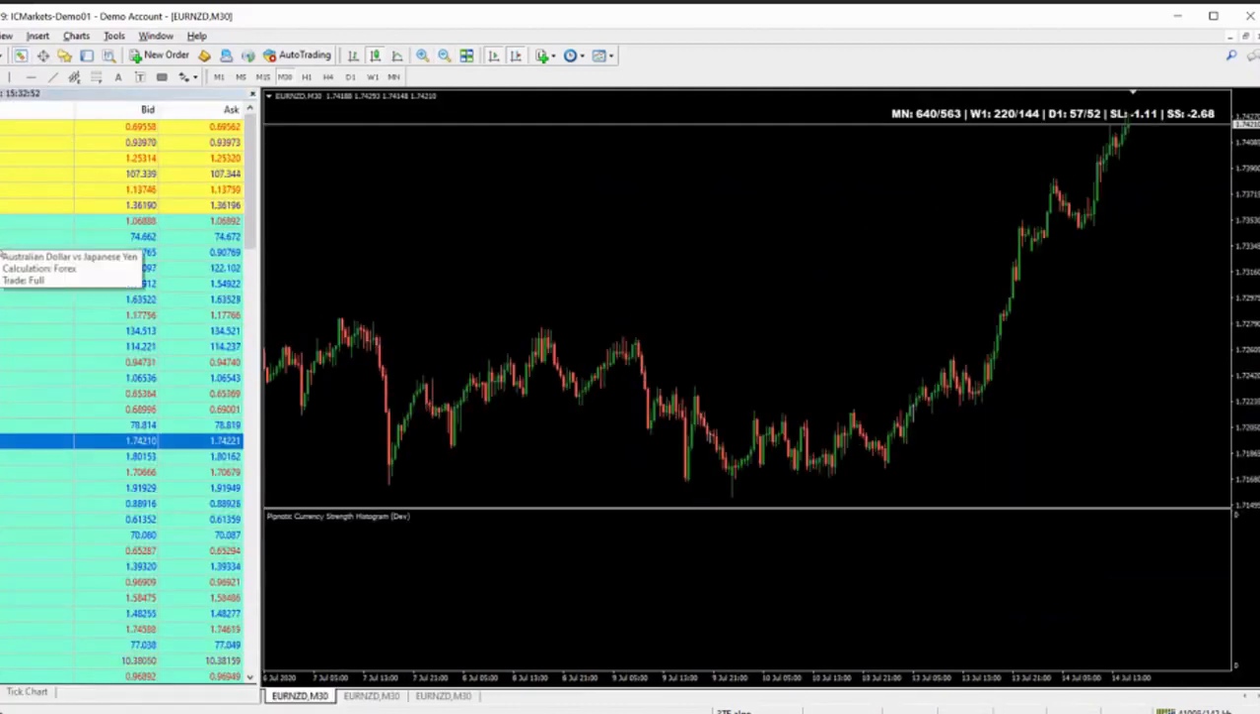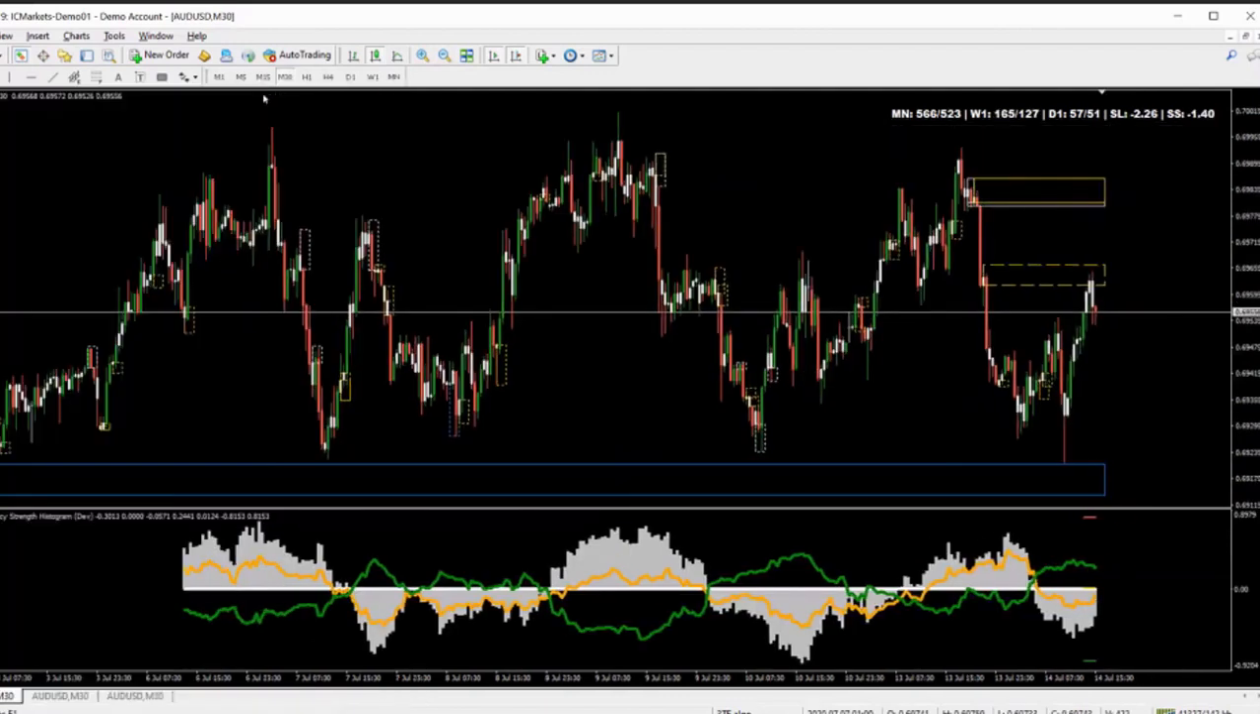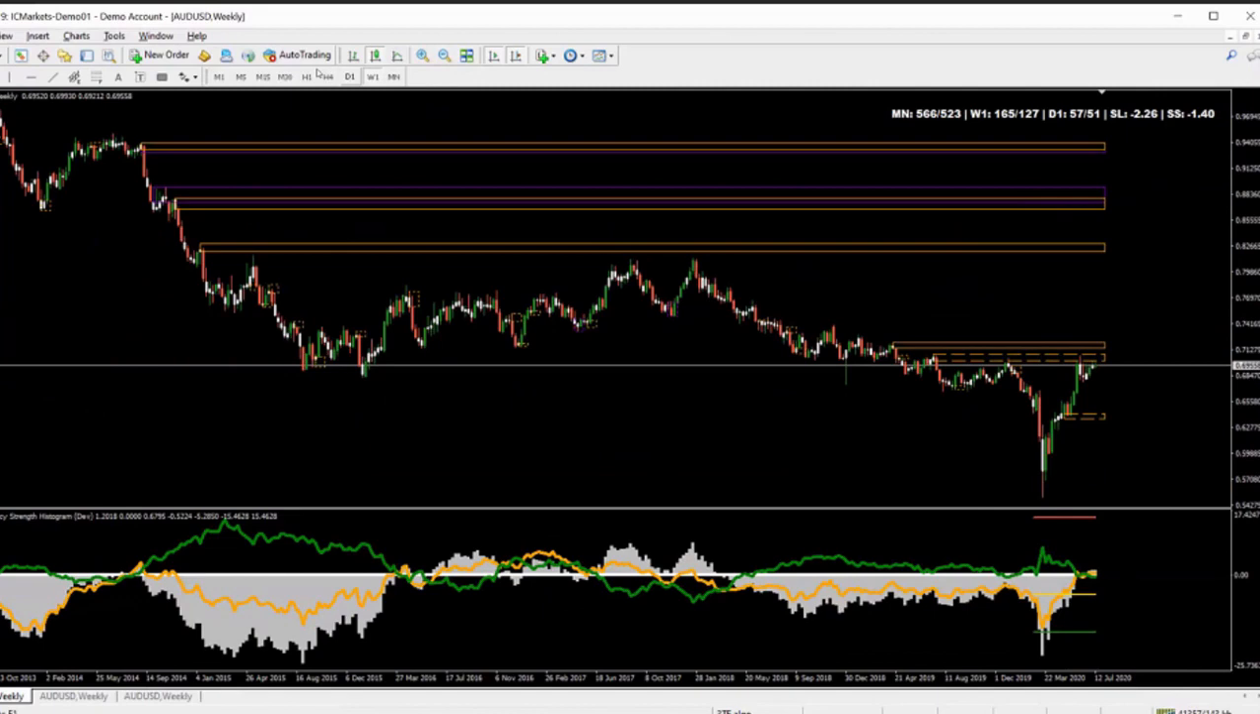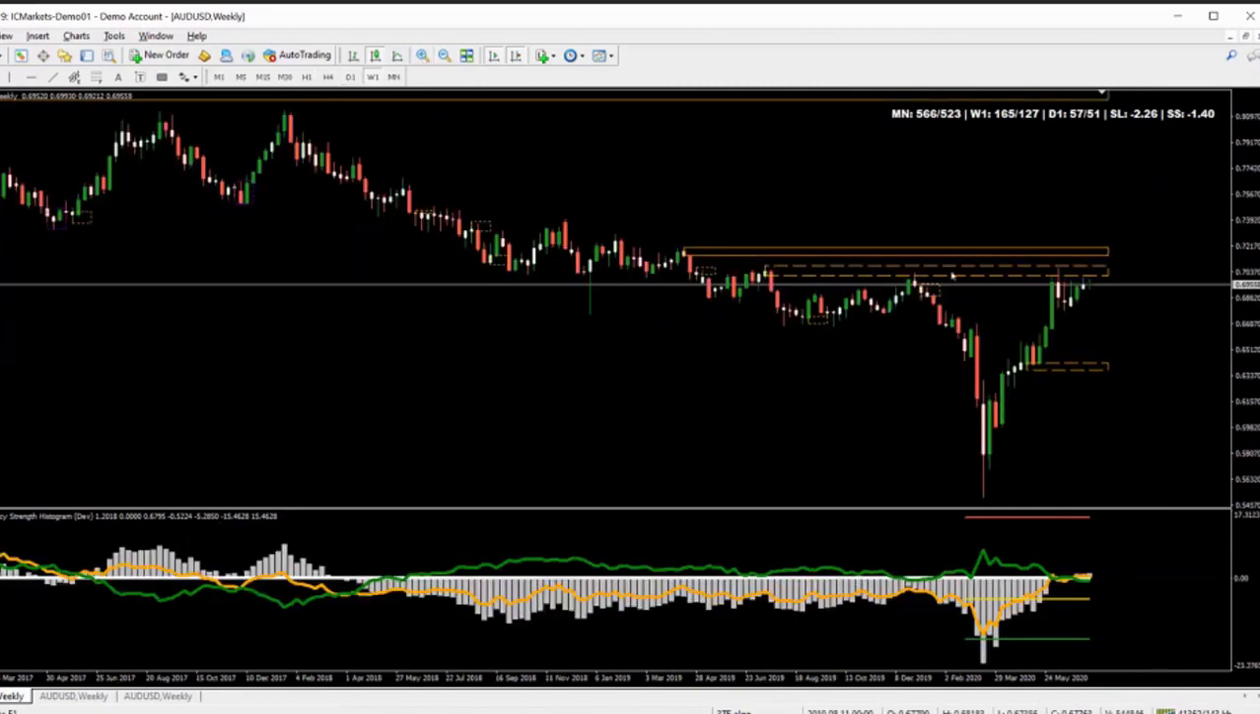You can have a look at, I don't know, Australian dollar, American dollar. You can see where we are. We're currently reacting at weekly supply. No, we're not. This is the 30-minute chart. Go to the weekly chart. We are reacting at weekly supply.